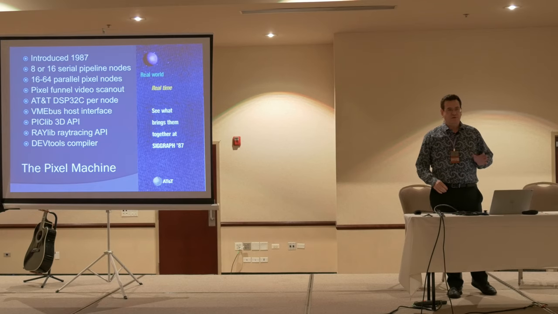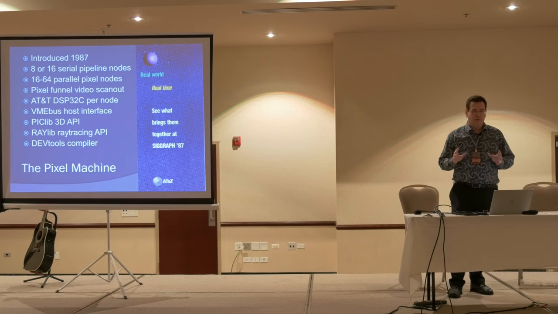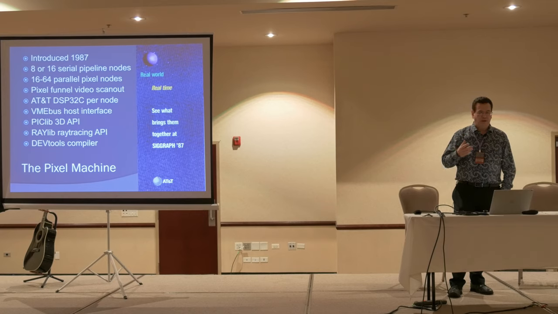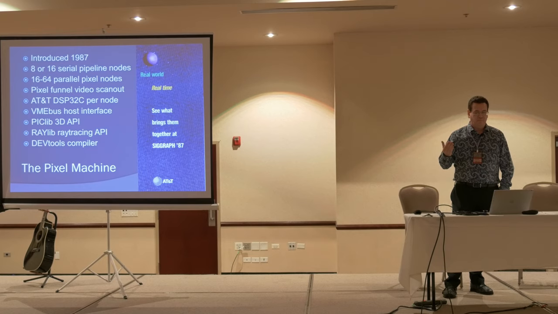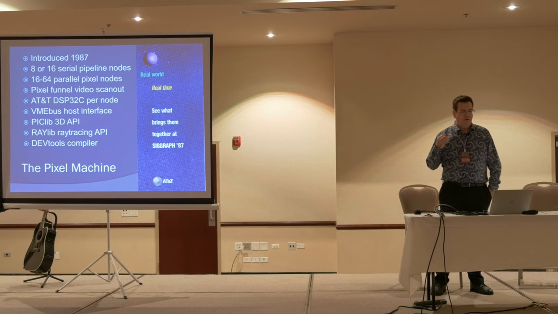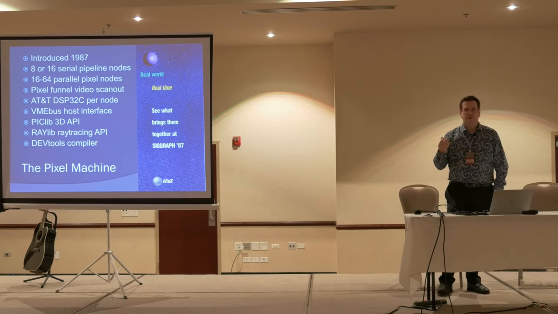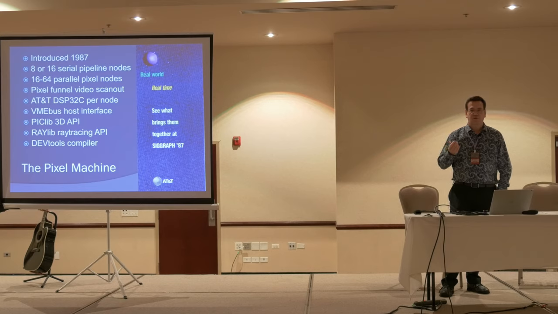There are between 16 and 64 parallel pixel nodes, and the pixel nodes have a local processor, but they also have a chunk of frame buffer associated with them. And at the back end, there is a video scan out process that they call the pixel funnel. Each node has an AT&T DSP32C. This is a digital signal processor.